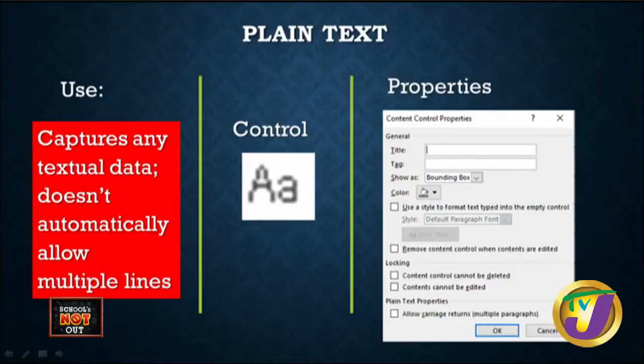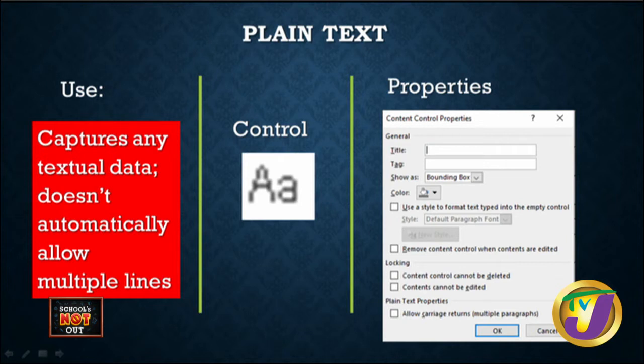So the plain text, we can see what it's used for. It just captures textual data, and this is what the icon looks like. You can see the control there. Whenever you have a control open, you can right-click on it or click on the Properties menu, which brings up properties for that particular control. And if you notice here, we have several properties, the title, the tag, and we're going to look at those quickly as well.